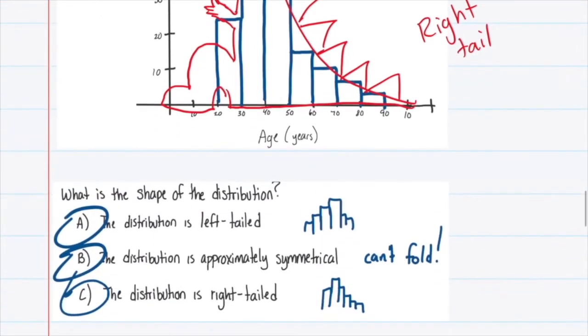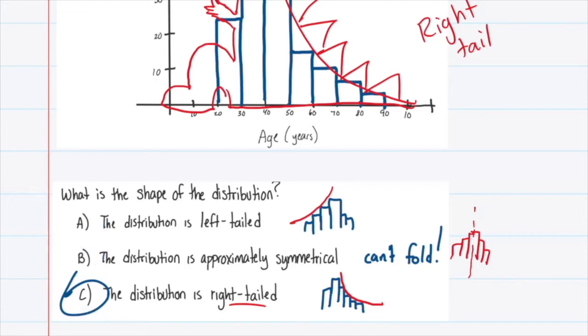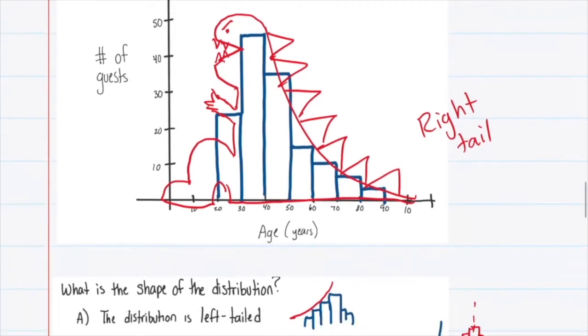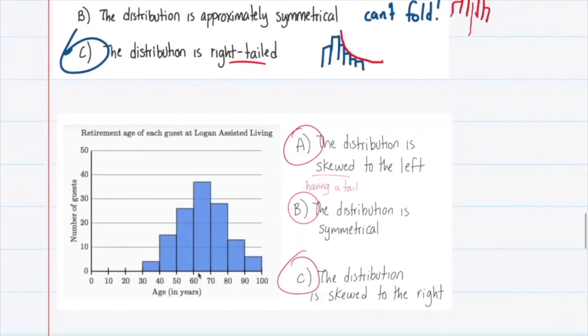So in this case, once again, is it left-tailed? Is the tail going this way? Is it symmetrical? It means that it's exactly the same no matter where you go, like it's exactly in half. Or is it right tail? Is it going to the right? Well, the answer is, if we erase all the wrong ones, it's actually letter C. In this case, it's right tail. Now, let's go over to the next one.